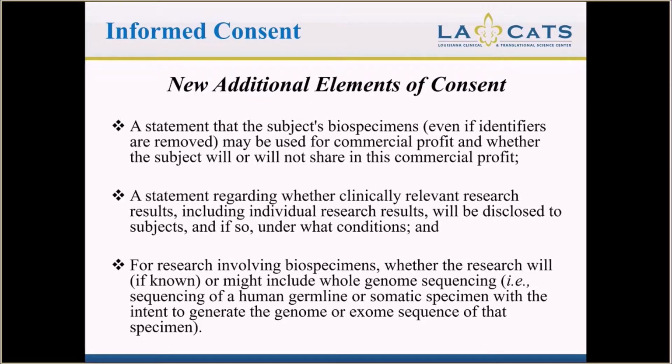So the new additional elements of consent: that the subject's biospecimens may be used for commercial profit, and if they are going to be used for commercial profit, whether the subject will or will not share in this commercial profit. Also, whether clinically relevant research results, including individual results, will be disclosed to the subjects, and if so, under what conditions. And when research includes biospecimens, whether the research, if it's known at the time, will include whole genomic sequencing. And if so, you must disclose that at the time of the consent.